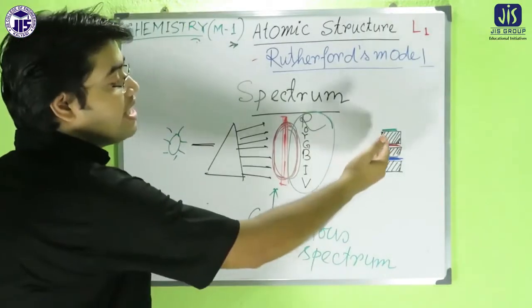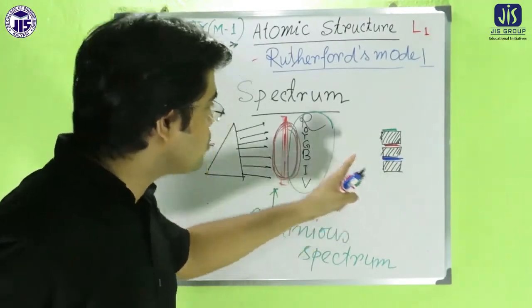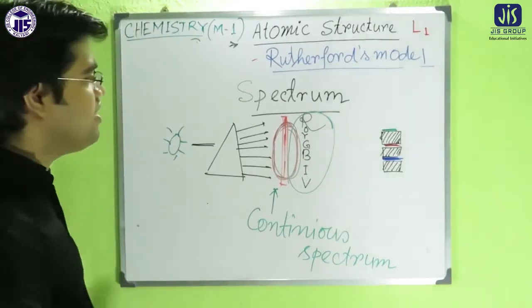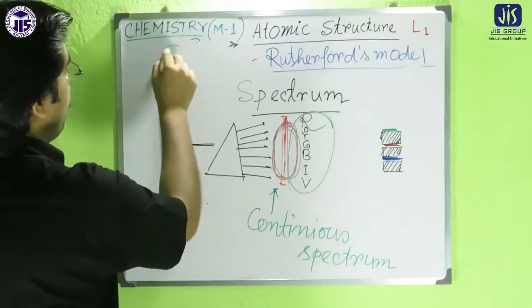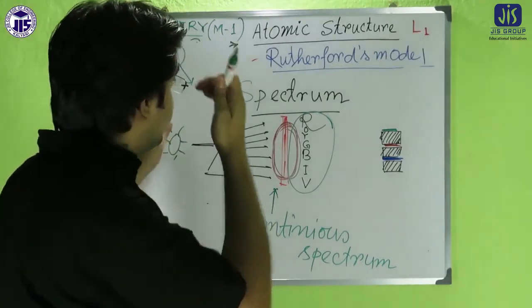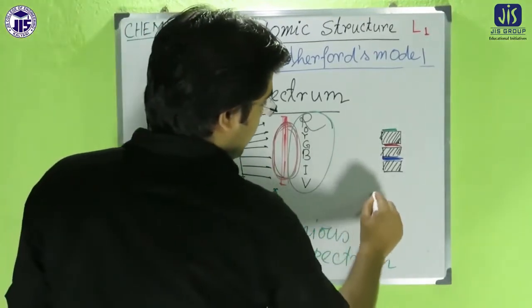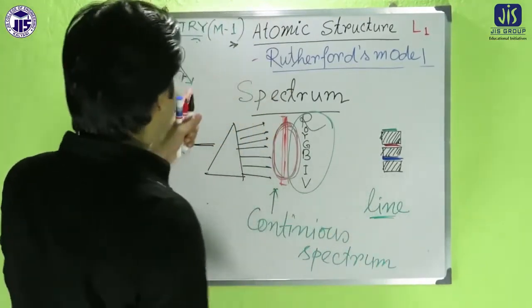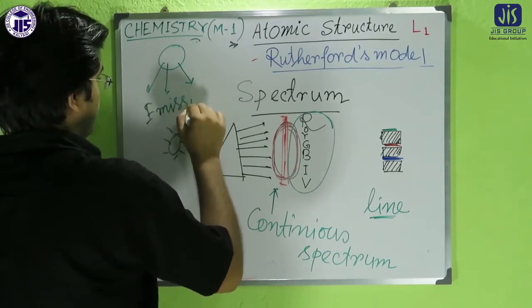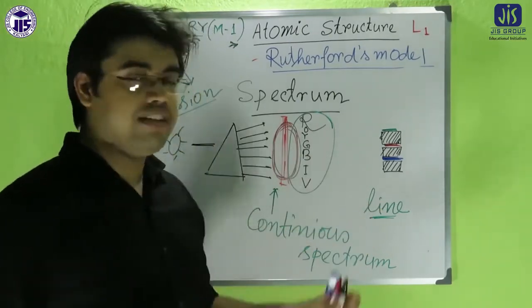Why are we getting lines, and why are we getting a band of colors? What is the difference between the two? Why is it discontinuous, why is it continuous? Both continuous and discontinuous are emission spectra. Why is it called an emission spectrum? Because the source emits the radiation, that's why we get the spectra. Both the continuous and the line spectrum are in the category of emission spectra.